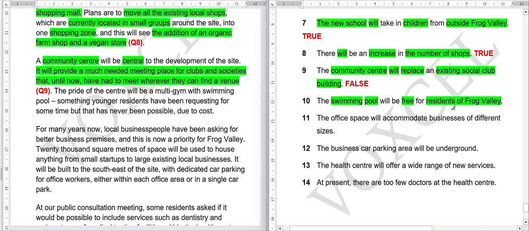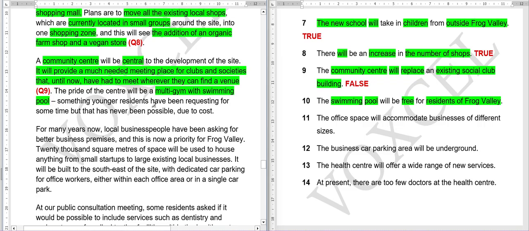Okay, let's see. If you can use it for free, what will the answer be? True. But if it is not free for anyone, maybe everybody has to pay some money or some fee for it, the answer will be false. And if you don't know whether it is free or not, or whether there will be any swimming pool or not, something like that, it will be not given. Let's see the paragraph now. The pride of the center will be a multi gym with swimming pool. Okay, there will be a multi gym with swimming pool in it.